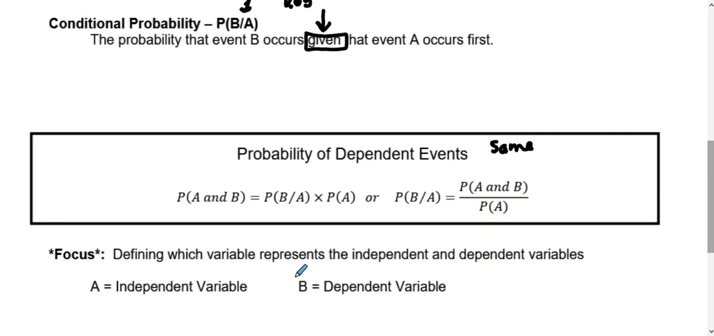But one of the key focuses here is that my dependent variable always has to be B, and my independent variable always has to be A. So keep that in mind as we go through this lesson, because that's going to be important to be able to define these things moving forward. So given is where that little slash is. B is the dependent variable, A is always the independent variable. And if we can keep that in line, the math is going to take care of itself, but it's the literacy that gets in the way of the numeracy.